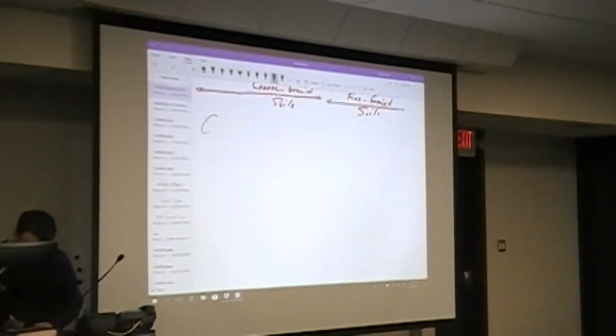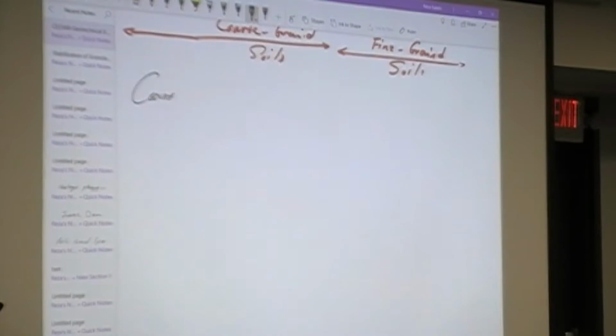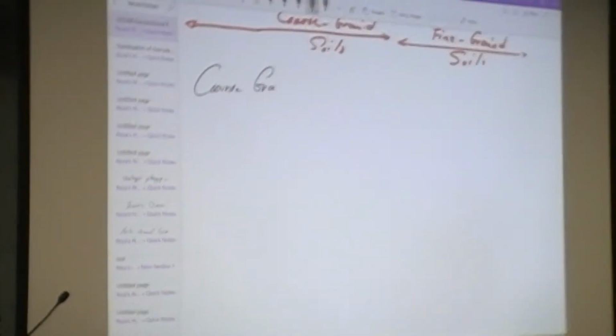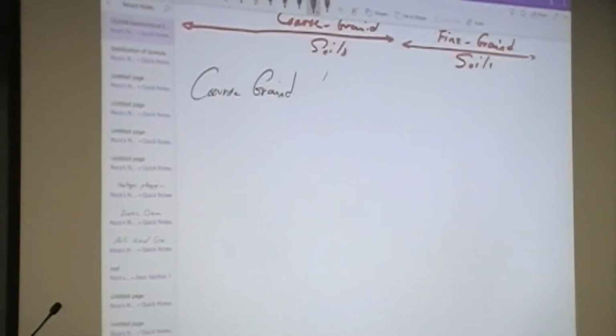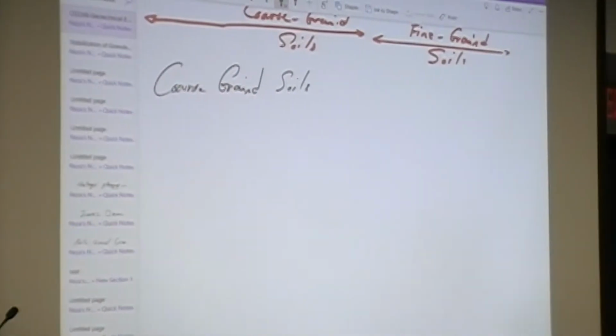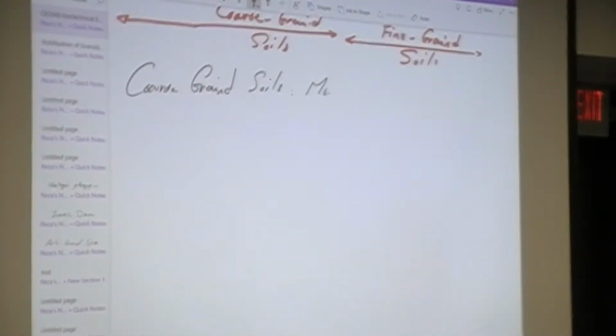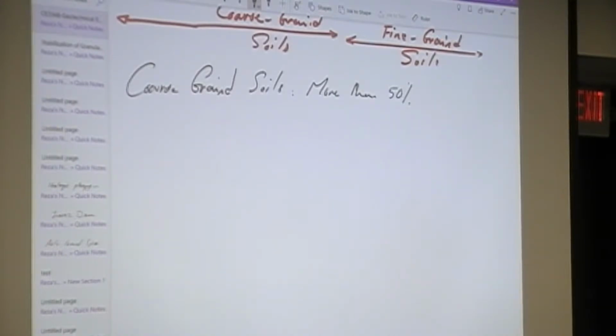So, coarse-grained material is more than 50% retained on sieve number 200. How about the fine-grained soils?